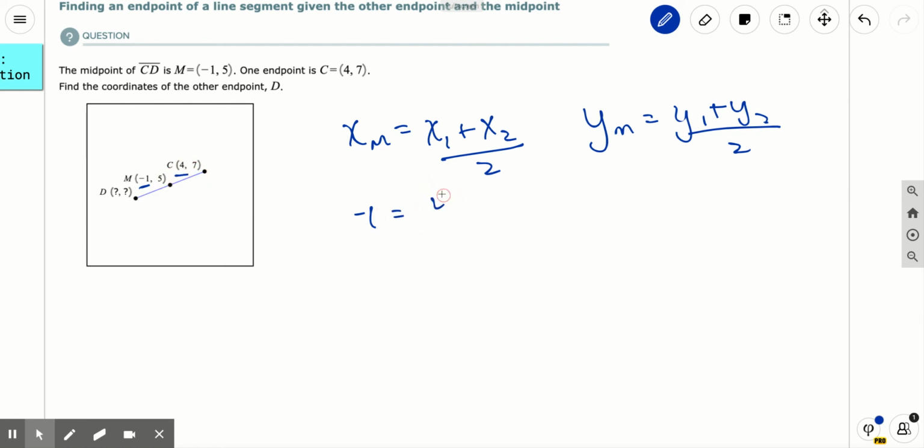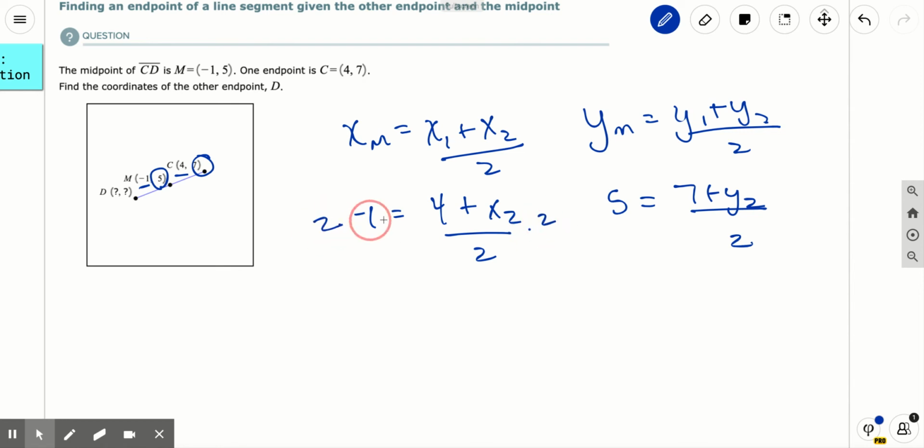x1 plus x2. Doesn't matter if you picked x1 or x2 to be the unknown. It doesn't really matter. Y of the midpoint is equal to 7 plus y2, all over 2. Okay? Multiply by the denominator to get rid of it.